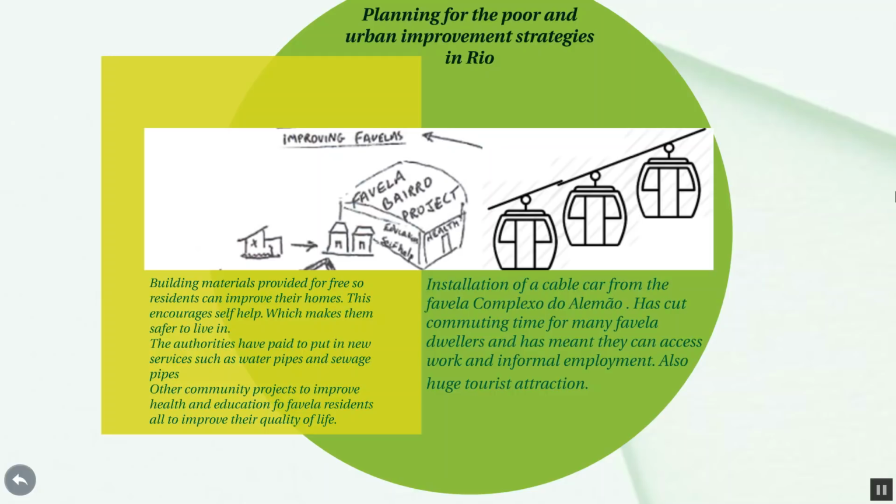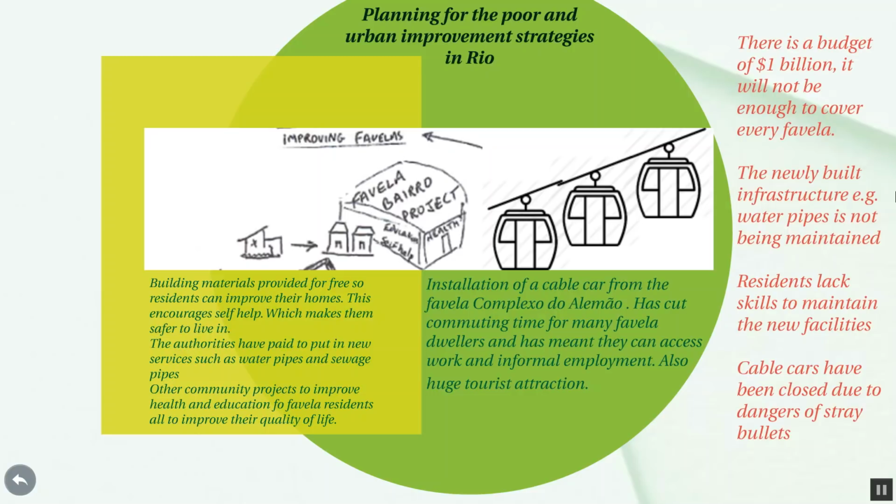But there have been problems with the planning for the poor. We can see some of these on the right hand side in red. There was a budget of around $1 billion, which is an amazing amount of money, but it's not enough for every favela. A lot of the newly built infrastructure for the water pipes is not being maintained. The money's not there to improve them. A lot of the residents lack skills to maintain these new facilities.